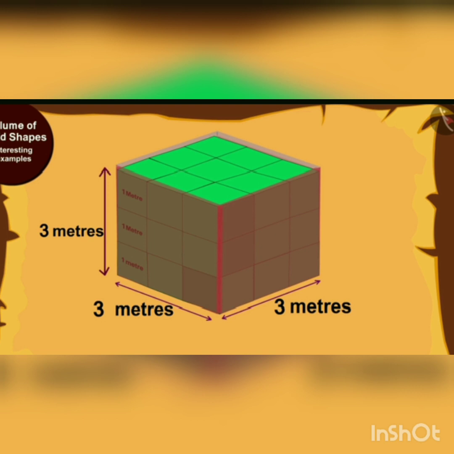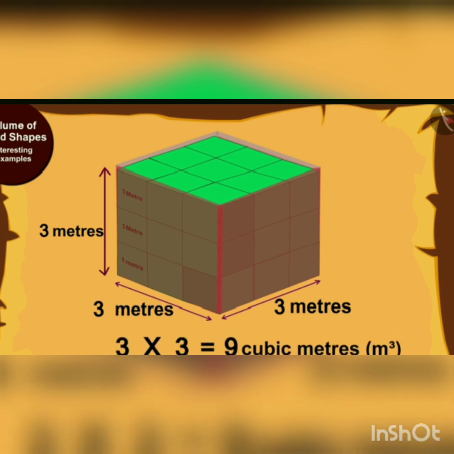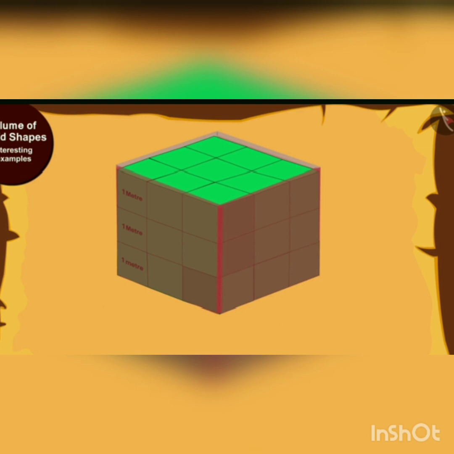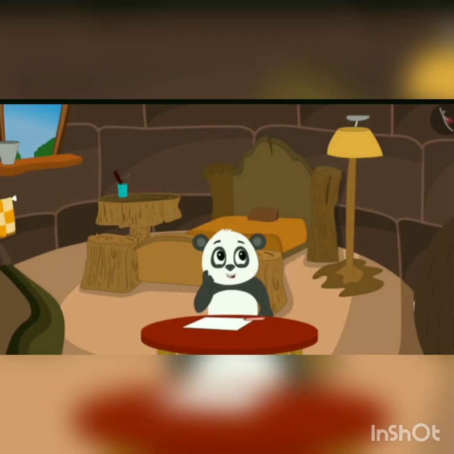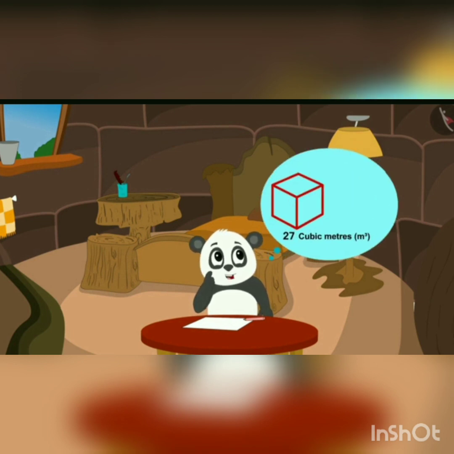The volume of each layer is equal to 9 cubic meters. This means the total volume of a cube-shaped house will be 9 times 3, that is equal to 27 cubic meters. Well, the volume of each house is equal to 27 cubic meters.